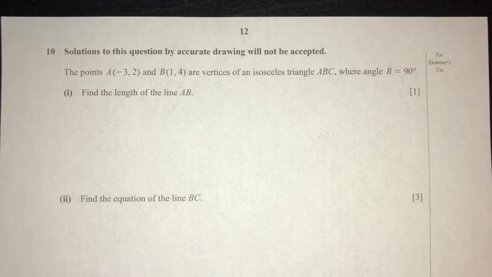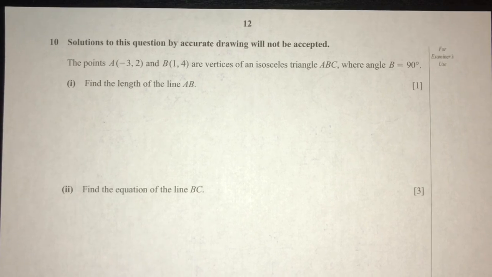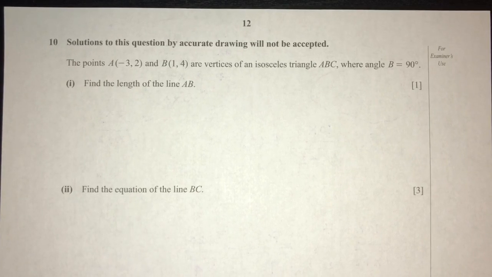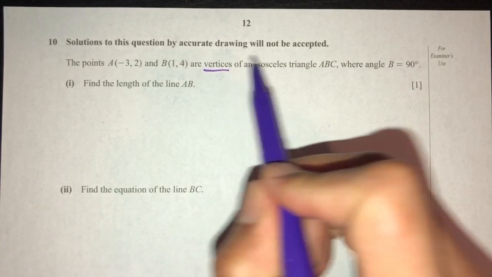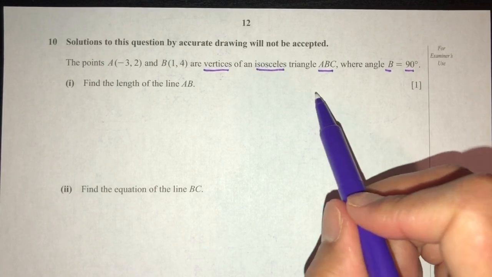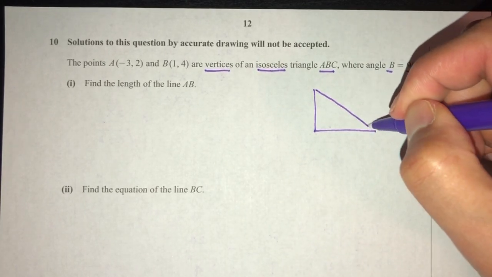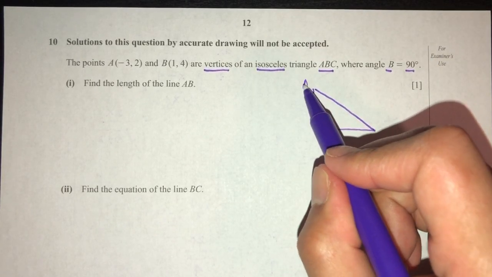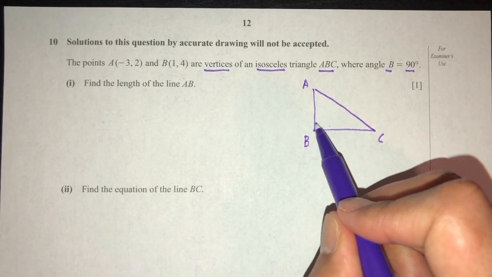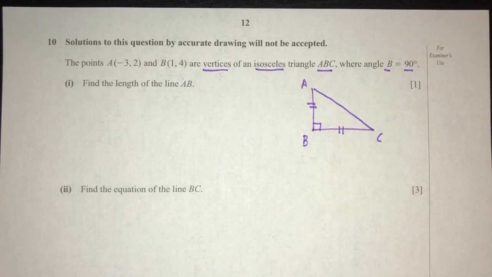Let's move on to question number 10. So solutions to this question by drawing will not be accepted. So you have to show every step of your work, and plus you have to show all the calculation to find your answers. Now we have the points A and B. It is the vertices of an isosceles triangle ABC where the angle B is 90. For example, we can make a drawing so we can understand what's happening. So that will be somewhat your triangle. That will be A, B, and C. This is 90, and these two are the same because it is an isosceles triangle.